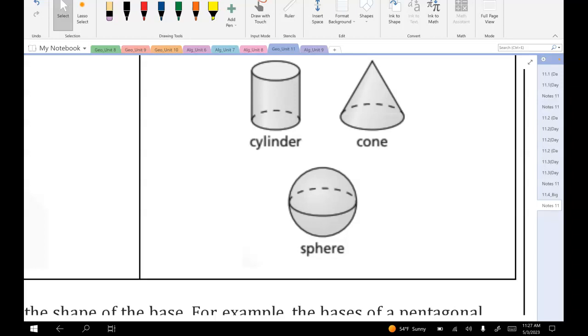There are no faces on a cone because it never ends, it goes around. Also, the bases for all of these are circles. Right? Circles are not a polygon, they're their own thing. Same thing for a sphere. A sphere doesn't have a face at all. So those are not polyhedrons.